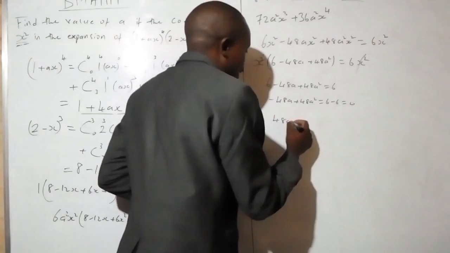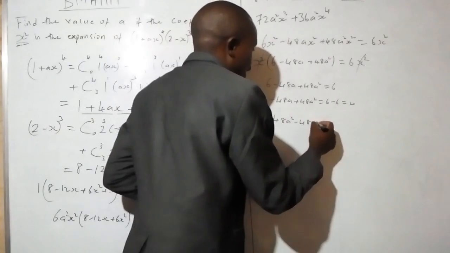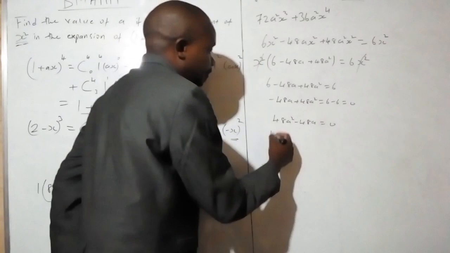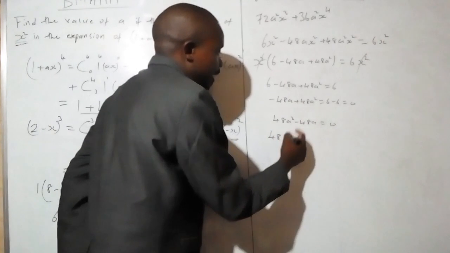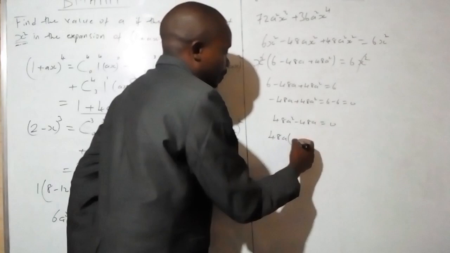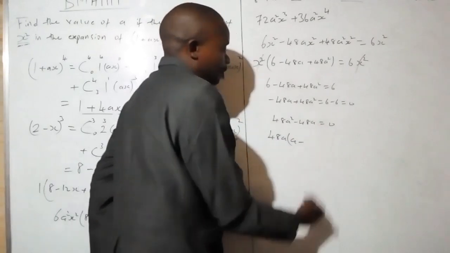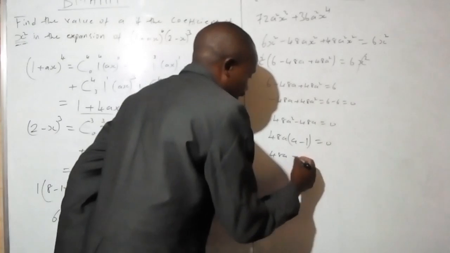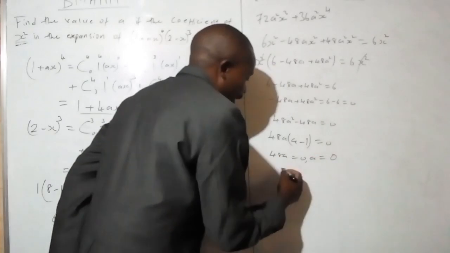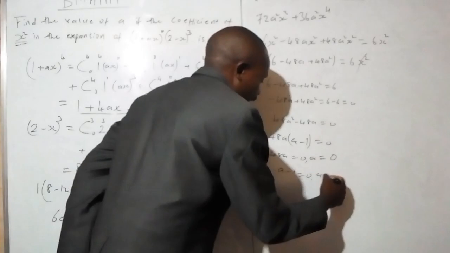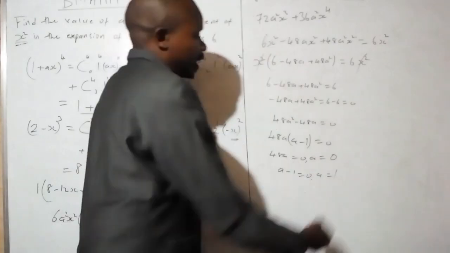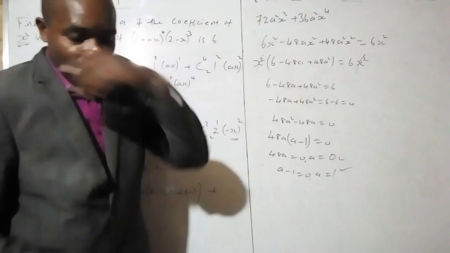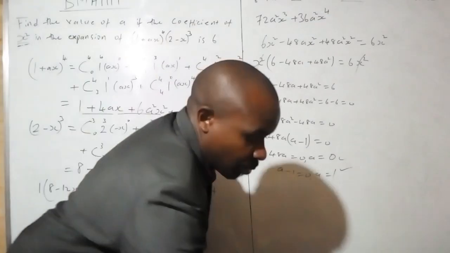The GCD of the two is 48, and dividing by it, you will be left with 48a(a - 1) = 0. So 48a = 0 and a is 0, or a - 1 = 0 and a is 1. So these are the values of a, and that's how we are supposed to solve that question. Then we proceed to the next question.